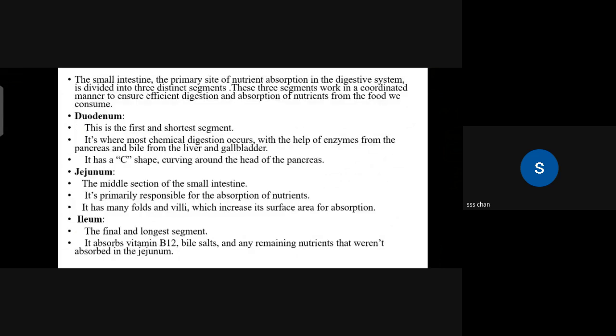Then your duodenum. Under the small intestine, we have the duodenum and the ileum. The duodenum is quite a short part of the small intestine, where the activities of the enzymes from your pancreas and your bile are concentrated. Absorption takes place in the small intestine, and that's where you find your villi. Your ileum is responsible for the absorption of vitamin B12, bile salts, and so on.